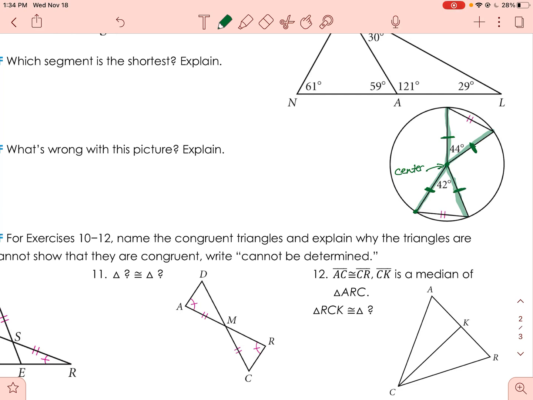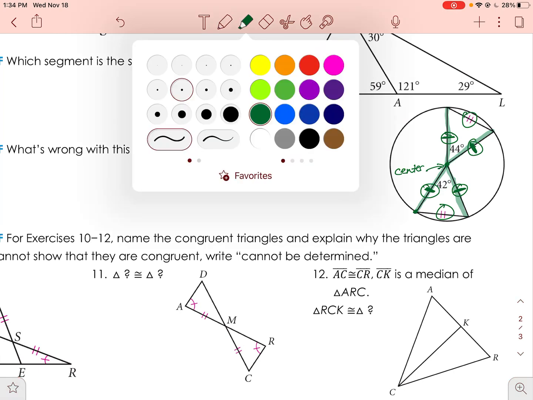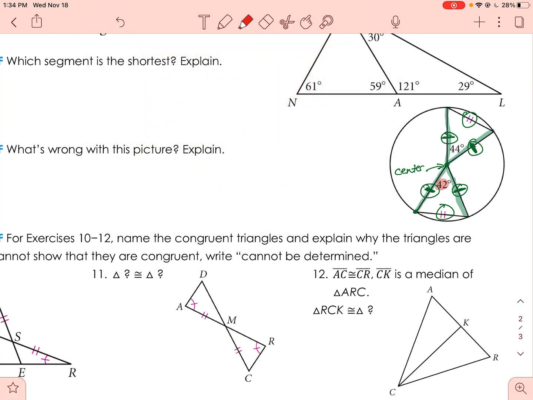So what we have here is two triangles where we have a side congruence. So one congruency marking on these two corresponding sides and then two over here. So this is a side angle congruence. Now if this is a side angle congruence, that means that corresponding angles would need to be equal to each other. And in this case, you have 42 and 44, which are not the same.